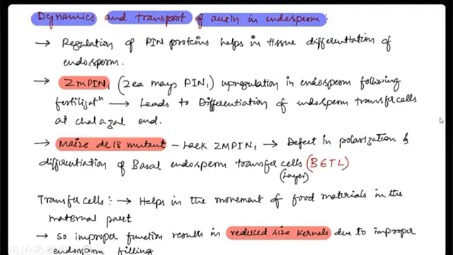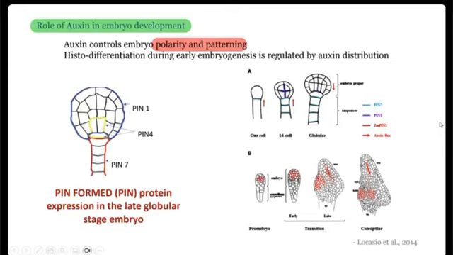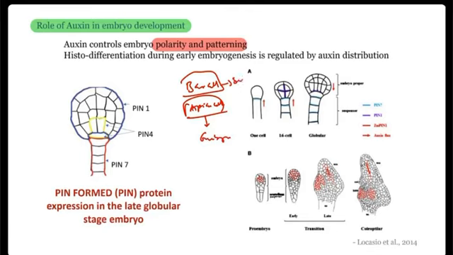Yeah. Next, we have talked about endosperm development. What about embryo development? While discussing embryogenesis, I told you about the basal cell and the apical cell, right? So who will decide which cell will be basal and which will be the apical cell? And who will decide that the apical cell will form the embryo proper and the basal cell will form the suspensor? This is all because of the auxin.